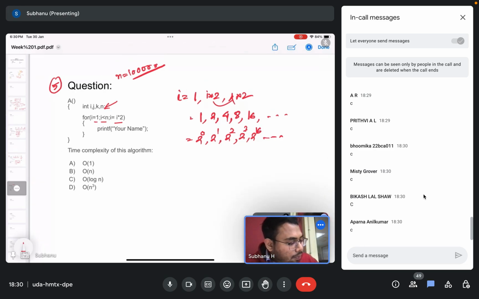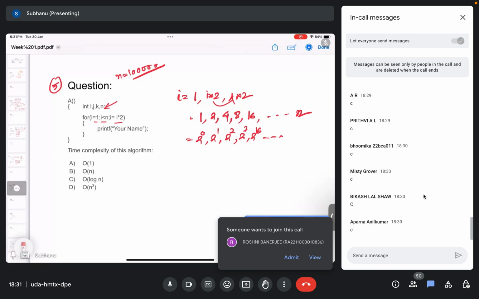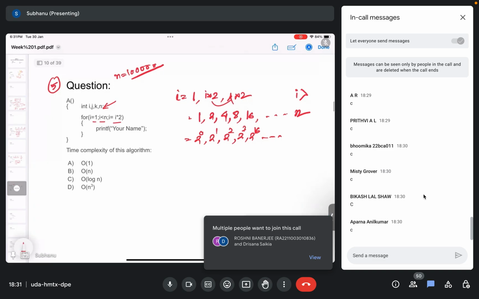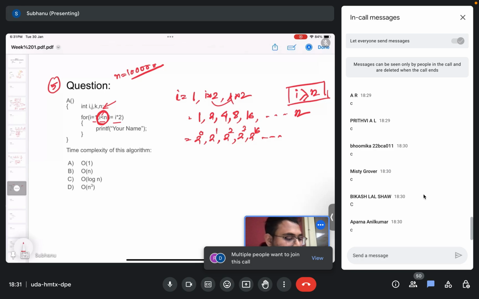So it will run up to n, because whenever i is greater than or equal to n, our code will stop. You can see this. Whenever i is greater than or equal to n, our code will stop. So that's why it will run up to n.